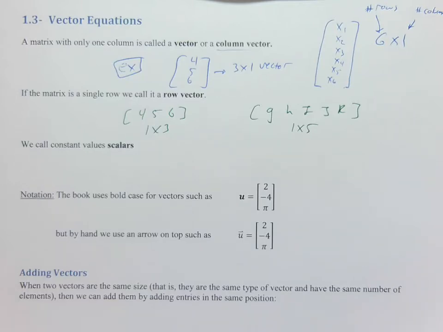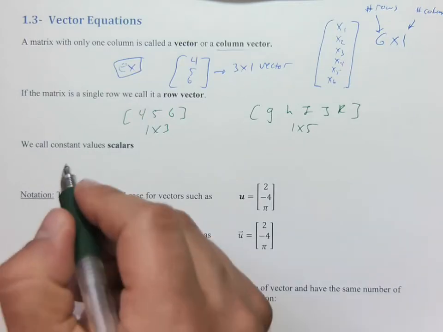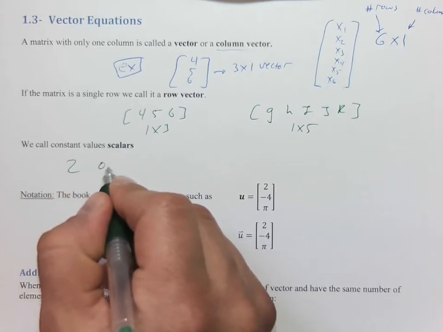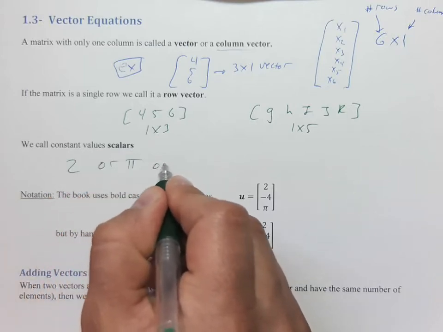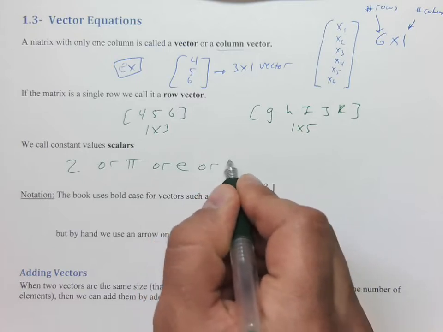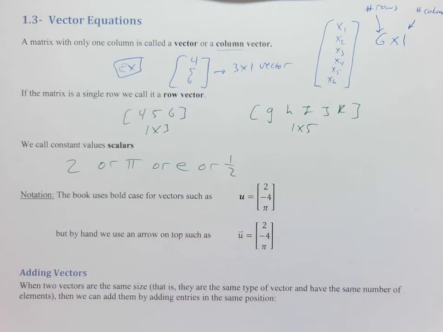If we just have a constant number, like the number 2, or the number pi, or the number e, or the number 1/2, any number that's not in a matrix is called a scalar. We'll see why in a second, because those things are used to scale vectors. That's a very common math phrase. Scalar, you just think of as a constant.